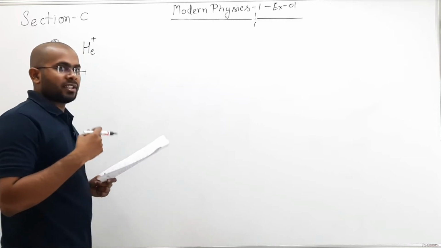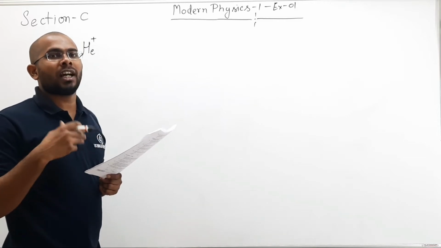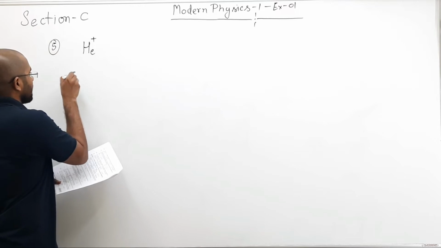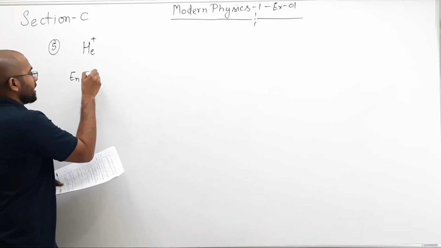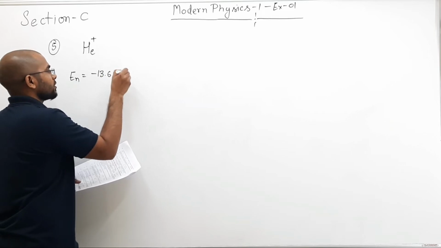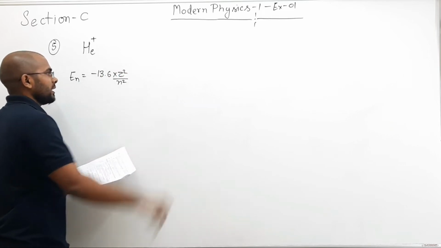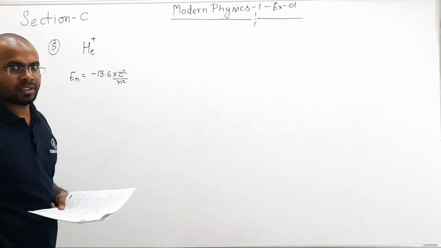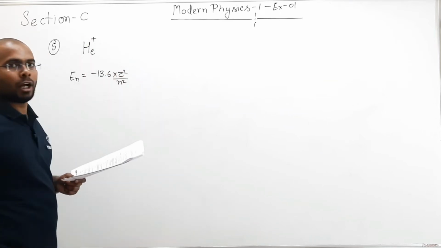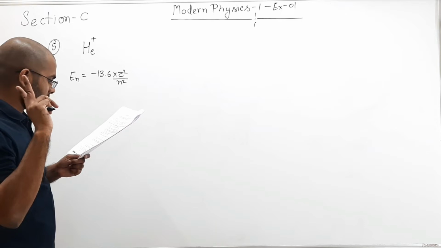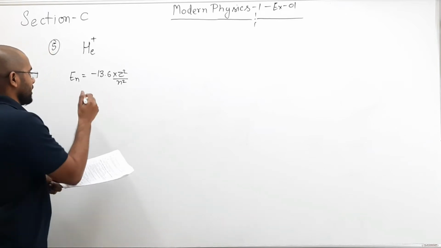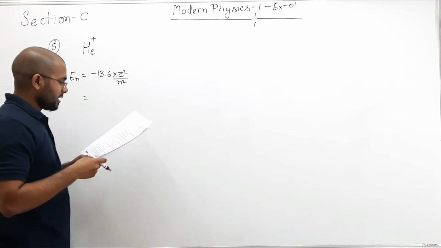Now what is the energy of an electron in a hydrogen-like species? In a hydrogen-like species, the energy in the nth orbit is written as minus 13.6 into Z square divided by n square. This is the energy. Now for helium, Z is the atomic number, which is 2. n is your orbit. So what is the energy in the first orbit?